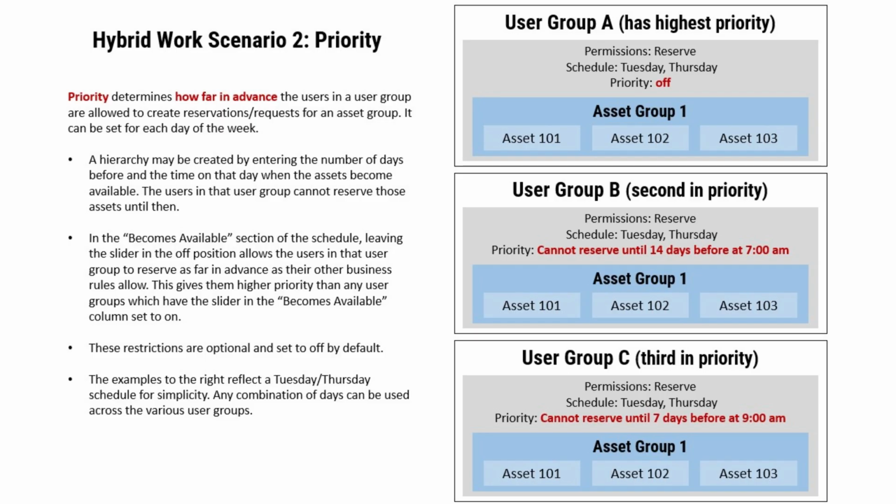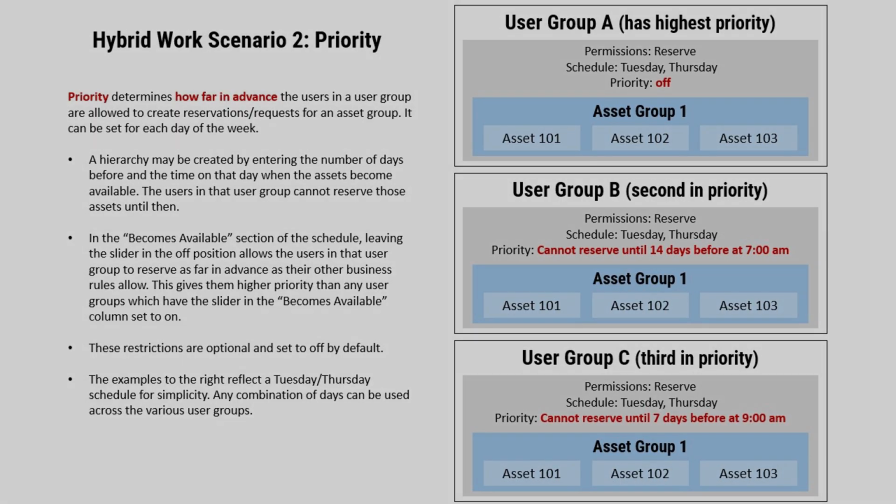User Group B cannot reserve the assets in Asset Group 1 until 7 a.m., 14 days prior to the reservation start date. User Group C cannot reserve the assets in Asset Group 1 until 9 a.m., 7 days prior to the reservation start date. Let's set this up in Reserve.